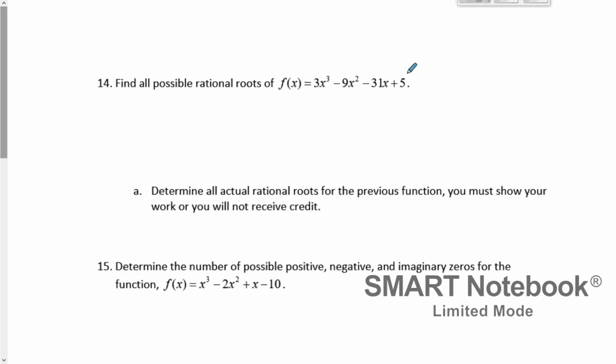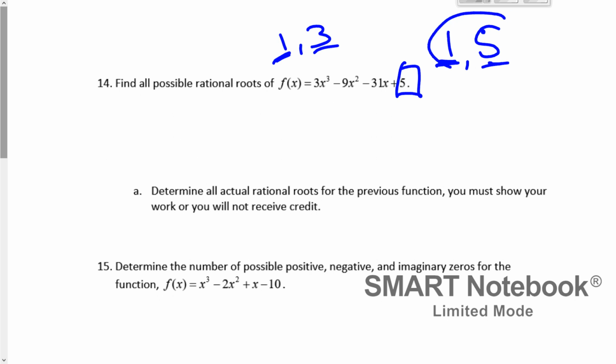Okay, find the possibles here. So we have to take factors of 5, which are 1 and 5, and then factors of 3, which are 1 and 3. I have to take each one of these and divide it by 1, and then take them again and divide it by 3. So I have 2 factors here and 2 factors here. That's a total of 4. So I should have a list of 4 with their plus and minuses, right?